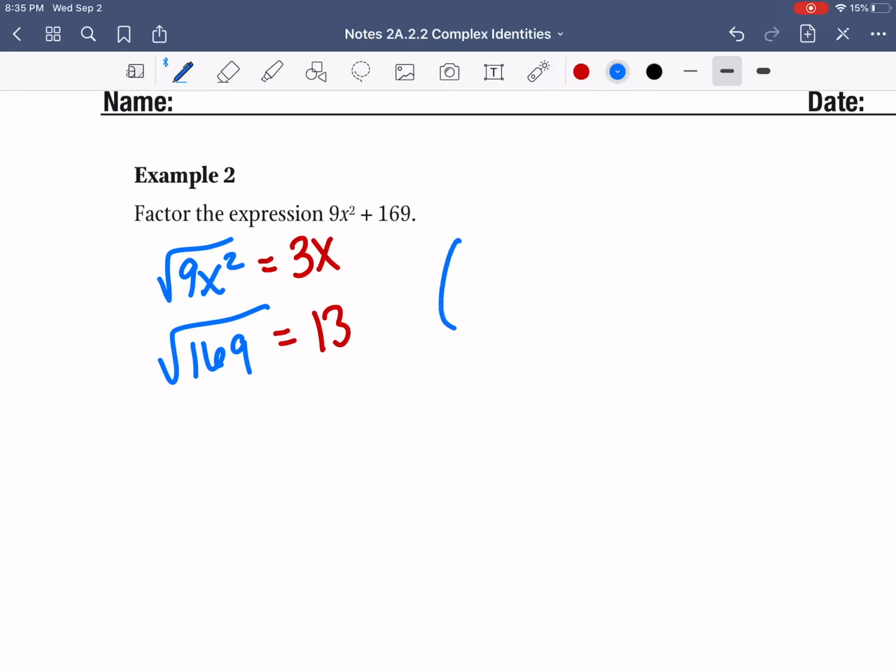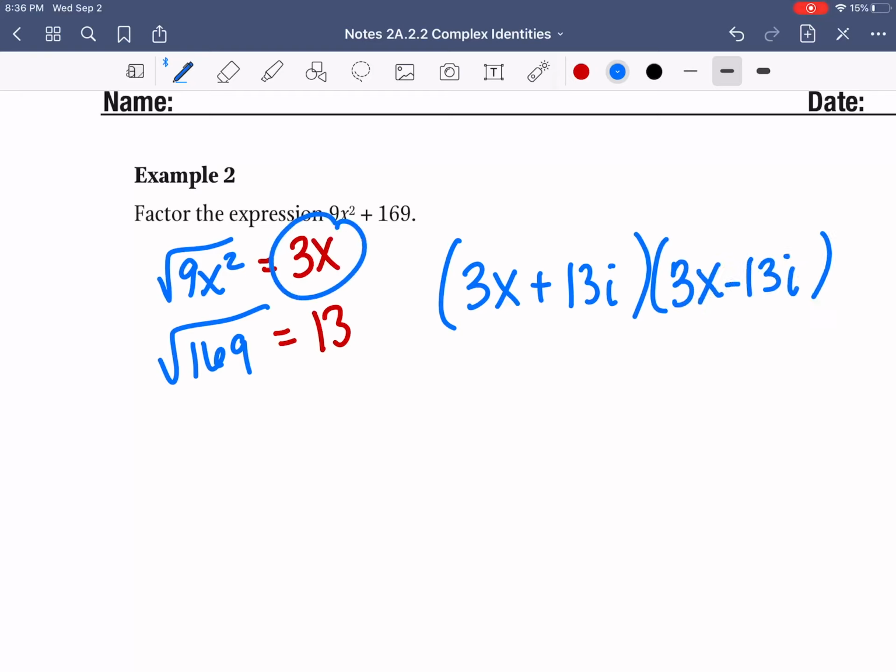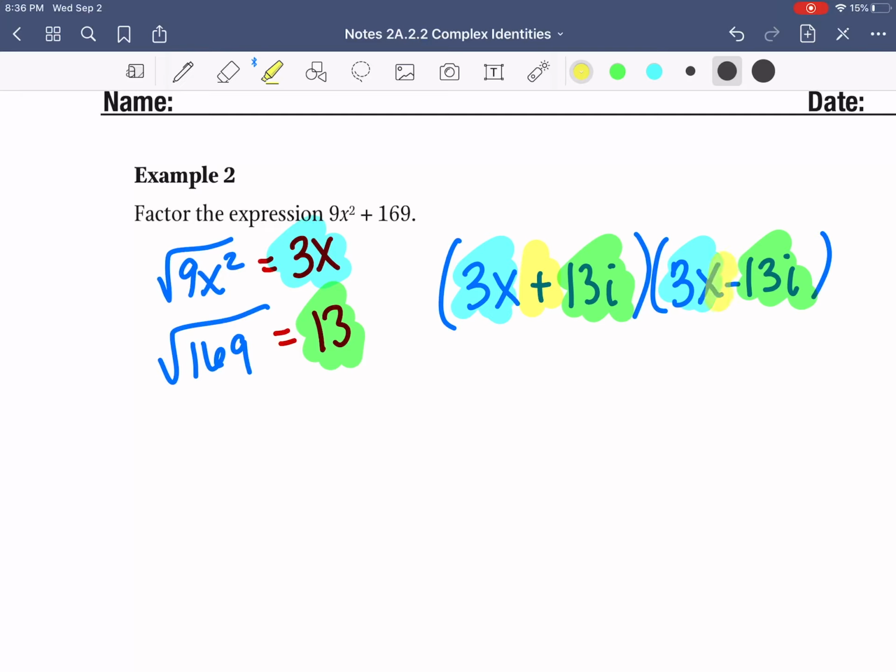All right, so when you put them together in the parentheses, you have 3x plus 13i and 3x minus 13i. So the 3x goes into the front of both of them. The 13 gets the I attached to it, and then one gets a plus, one gets a minus. Okay, so whatever they are, you square root the first piece, square root the second piece. The second piece gets an I attached to it, and then one gets a plus and one gets a minus. So it's a lot like what we did yesterday with difference of two squares, but if there's a plus sign in between, you have to put the I on the second piece.